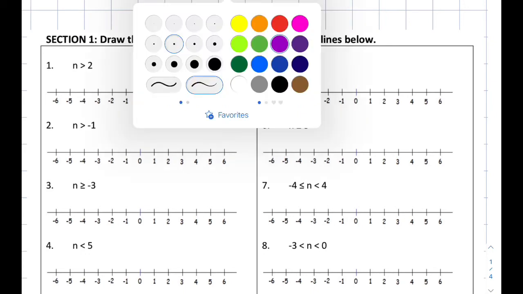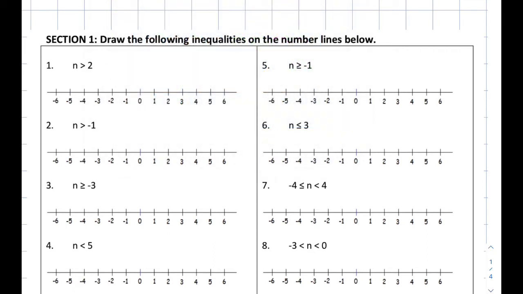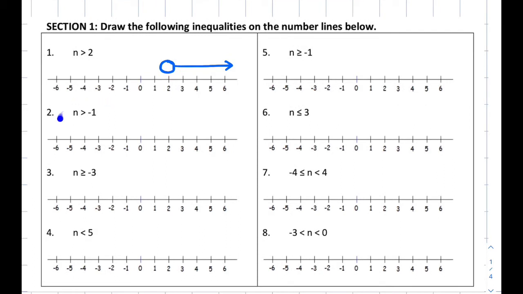Then you'd be expected to draw a circle at 2. It's going to remain as an open circle because there's no equal to sign, with an arrow heading towards the right. So that's representing all the values which are greater than 2. This one is saying we're looking at all the values which are greater than -1.